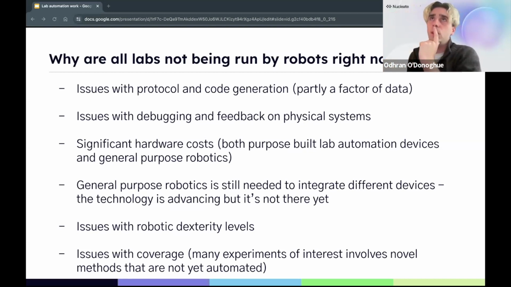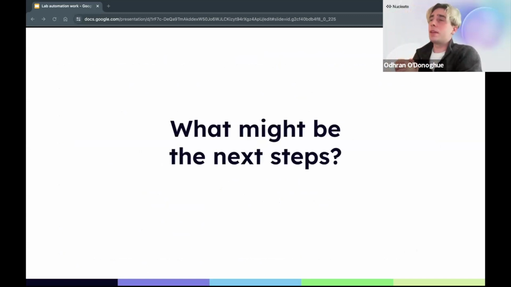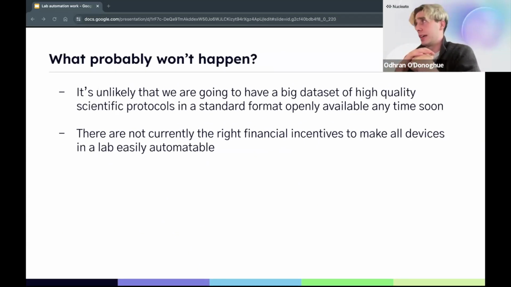So, with all these things being said, we still need, as part of this talk, to give an idea of what may happen in the near future. That's my goal, right? Give you a prediction. So, what might be the next steps? Where might the future go? So here's probably what won't happen.